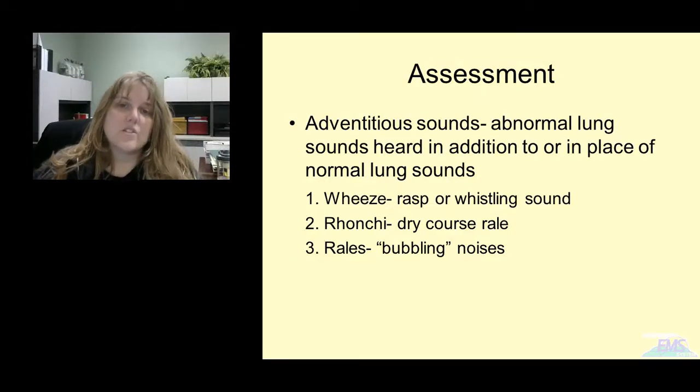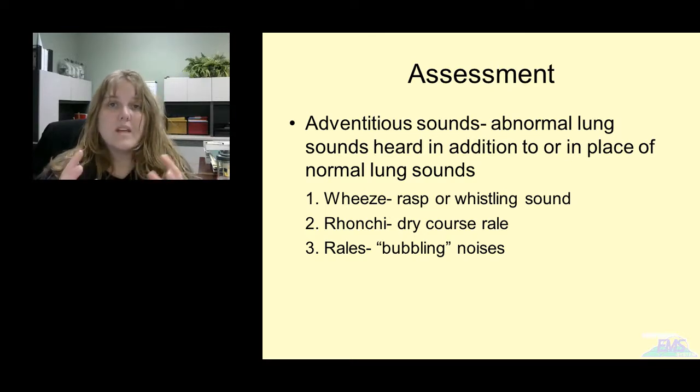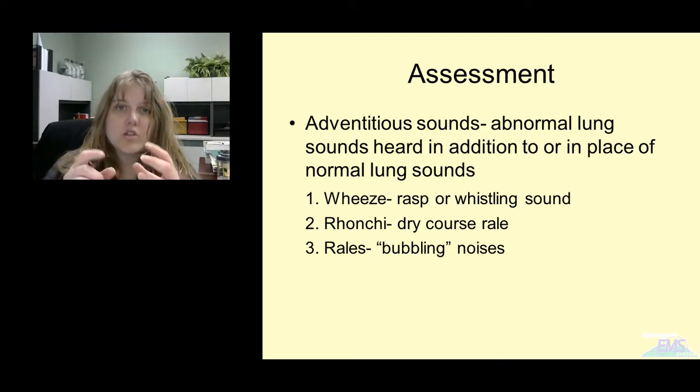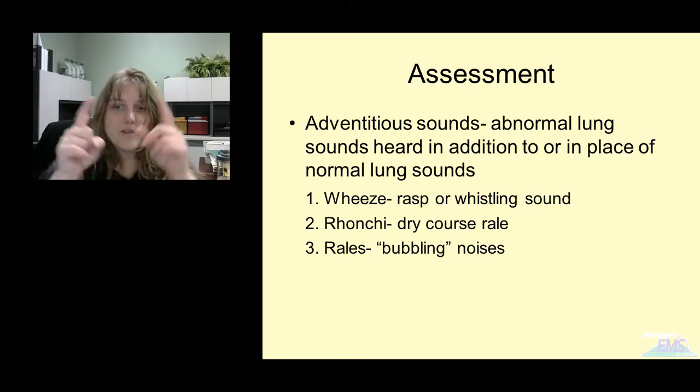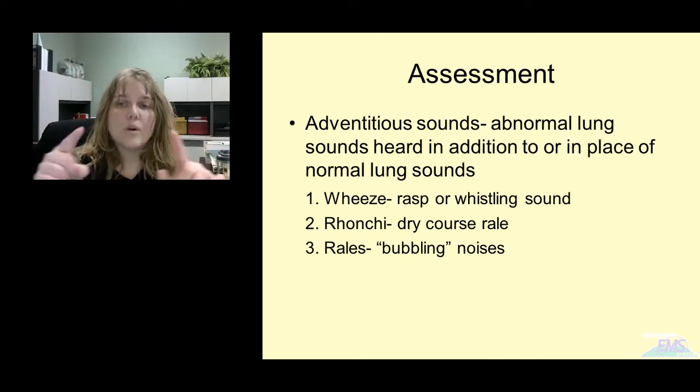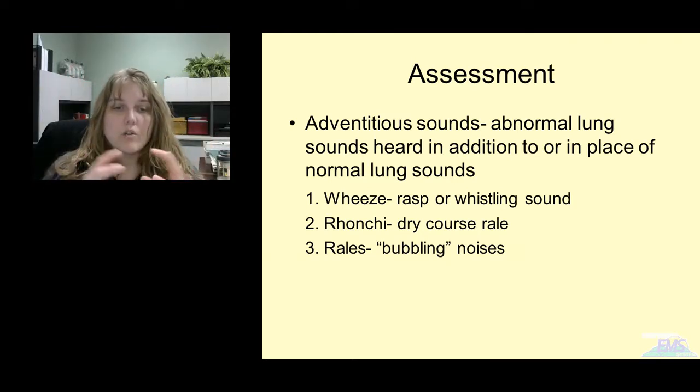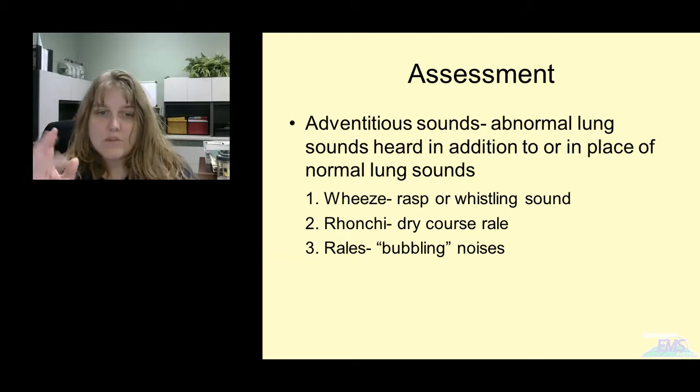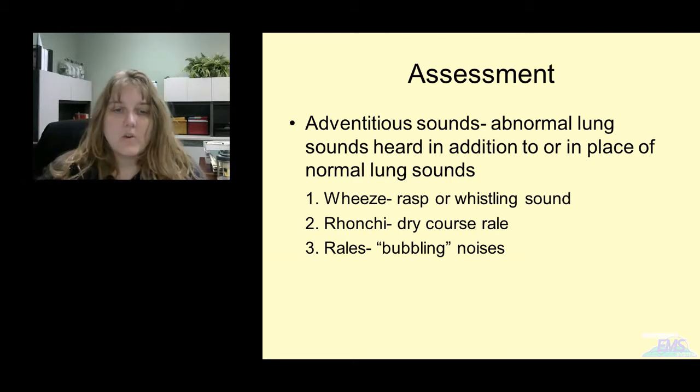So the adventitious lung sounds, these are abnormal lung sounds that are heard in addition to or maybe in place of the normal lung sounds, and we talked about that. So you hear the wheezing, so you have the bronchoconstriction that's causing the air to whistle as it's moving around whatever that constriction is in the bronchioles. Then you have rhonchi, and that's that thick, nasty mucus. And then you have rales, and rales is the fine pops and crackles that you hear.